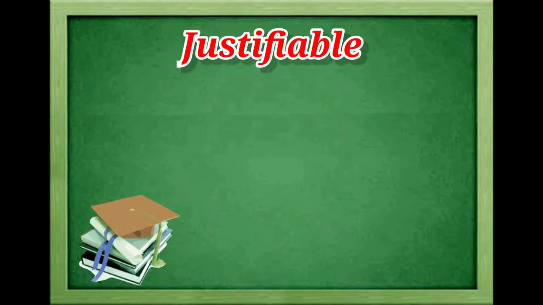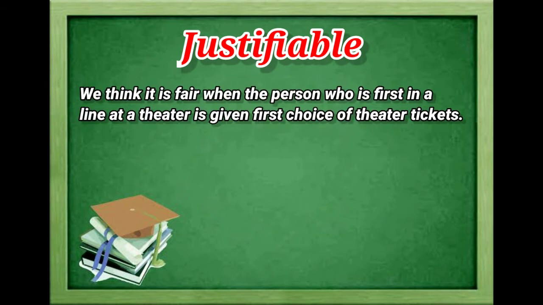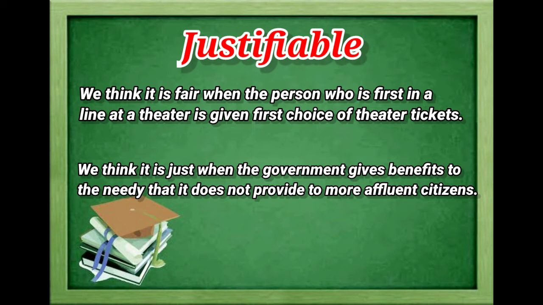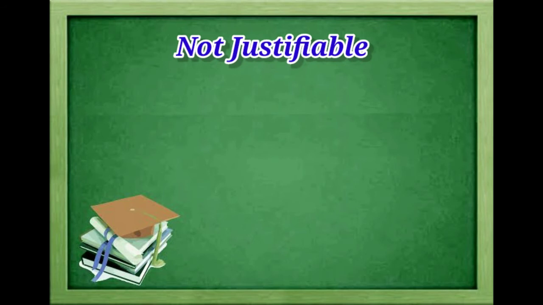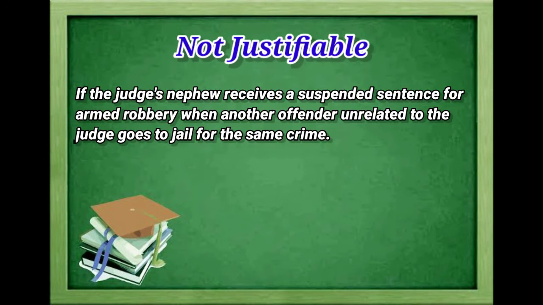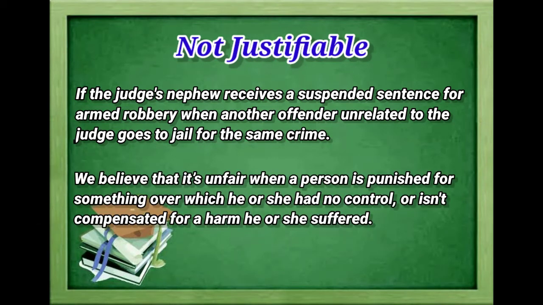However, there are many differences that we deem justifiable criteria for treating people differently. For example, we think it is fair when the person who is first in line at a theater is given first choice of theater tickets. Another example is, we think it is just when the government gives benefits to the needy that it does not provide to more affluent citizens. On the other hand, there are also some criteria that are not justifiable in giving treatment to people. For example, if the judge's nephew receives a suspended sentence for armed robbery, when another offender unrelated to the judge goes to jail for the same crime. Another example is, we believe it's unfair when a person is punished for something over which he or she had no control, or isn't compensated for a harm he or she suffered.